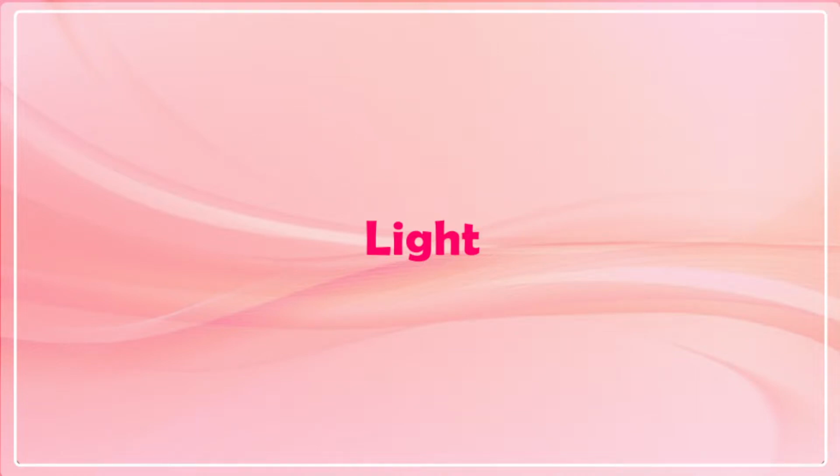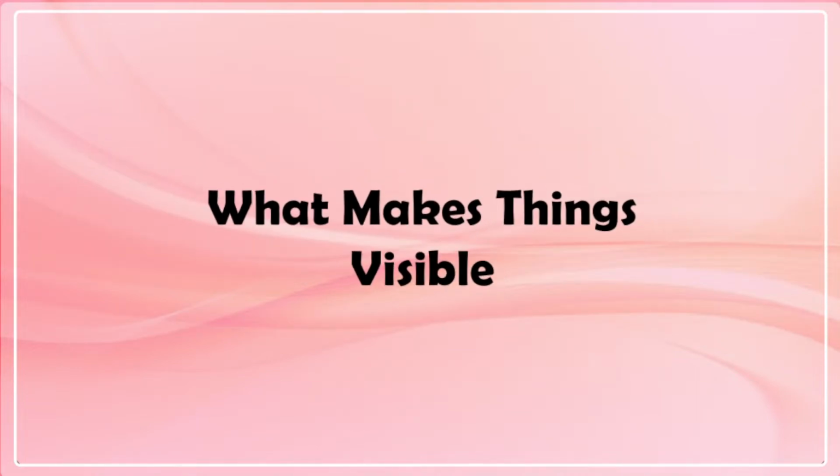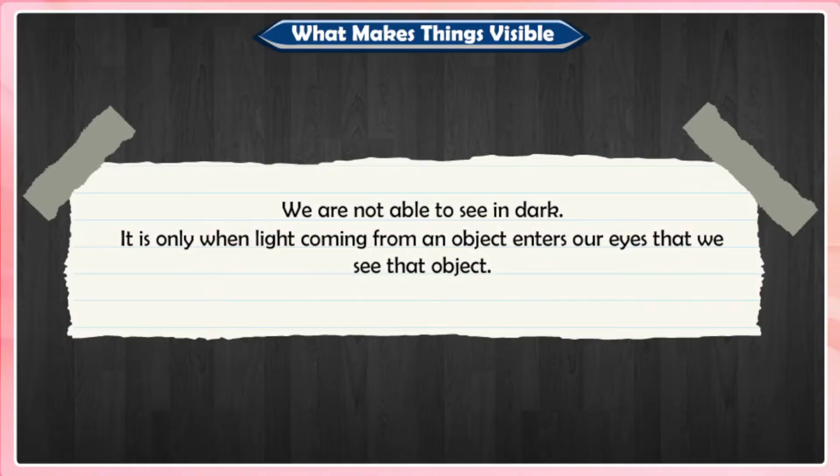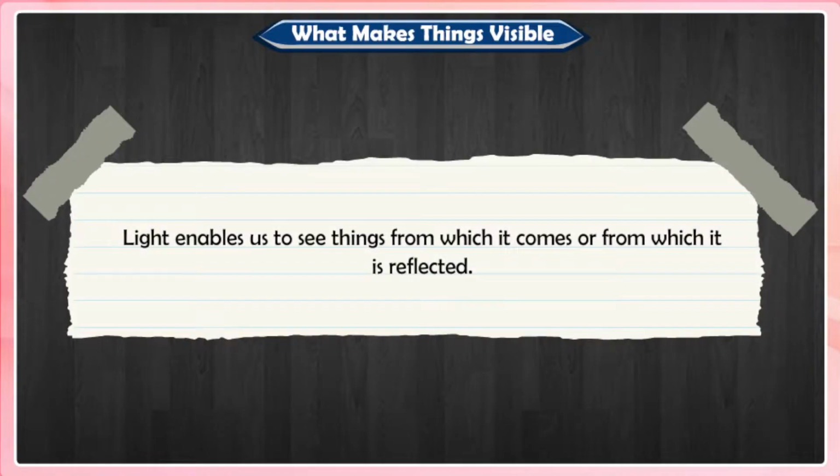Chapter 16. Light. What makes things visible? We are not able to see in the dark. It is only when light coming from an object enters our eyes that we see that object. Light enables us to see things from which it comes or from which it is reflected.